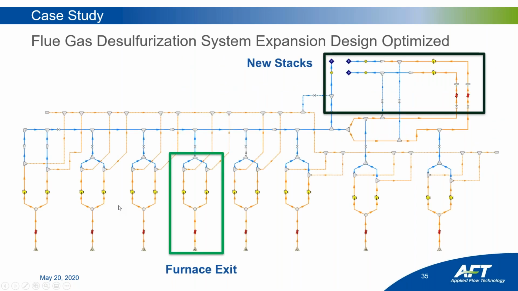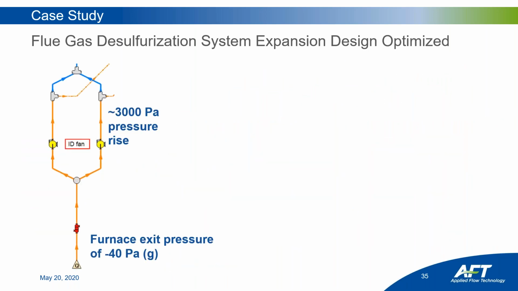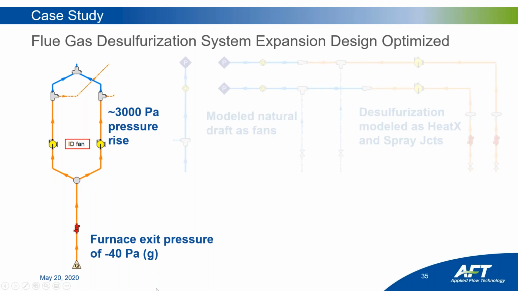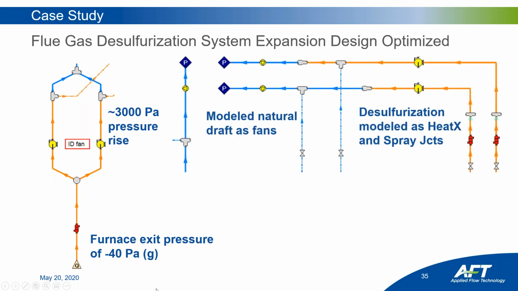And the main point of GSC was down here to the bottom middle, furnace exit. So they found that a pressure rise of about 3,000 pascals through these fans would give them their desired furnace exit pressure. Again, specified goal, -40 pascals of gauge. They needed 3,000 pascals pressure rise to obtain that.